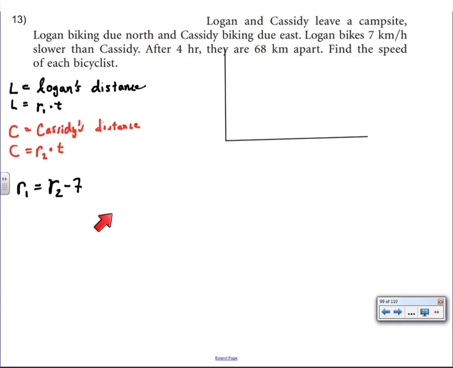The other thing I know, by the way, I also drew in Logan going north and Cassidy going east. We'll label that in just a moment. But this is the other thing I know that makes the problem far less complicated than it could be. We know that at 4 hours they're 68 kilometers apart, so I can use 4 hours for Cassidy's distance and for Logan's distance, so we can just work with two variables.